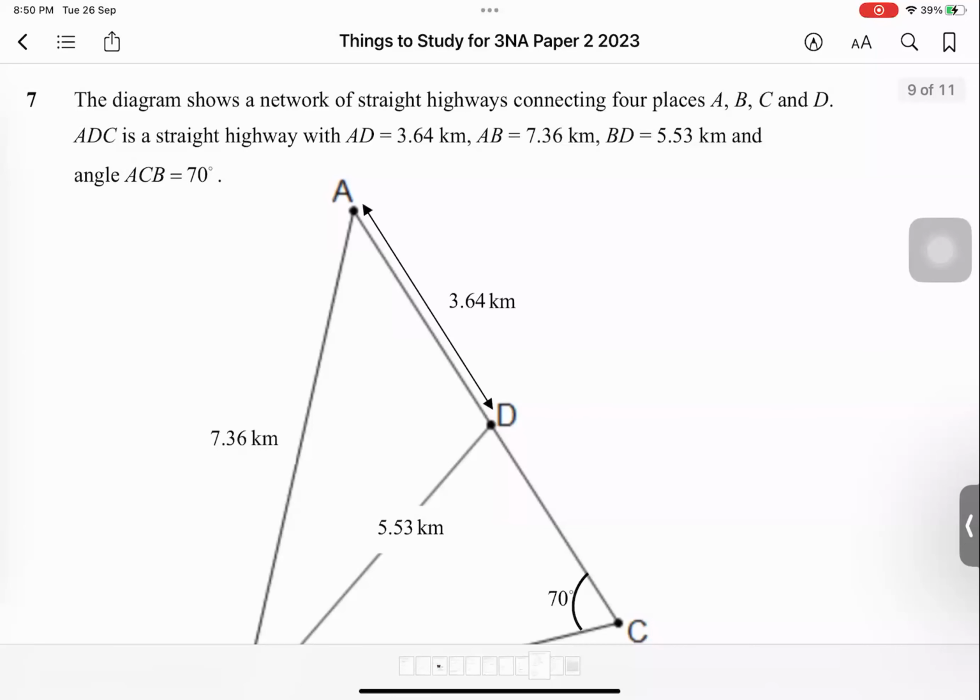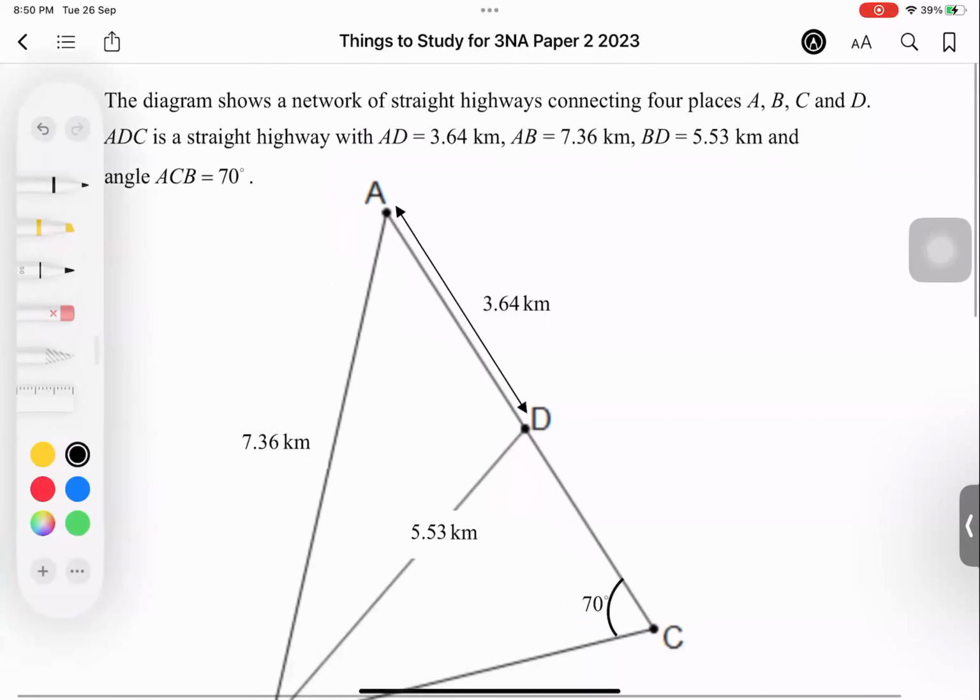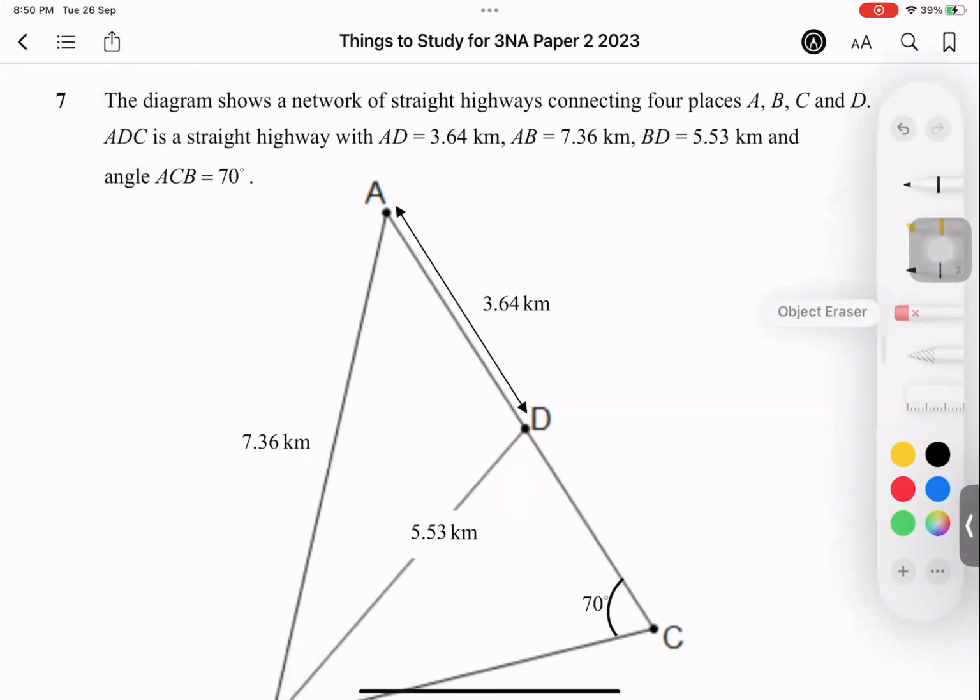Okay, things to study for 3NA paper 2. Now you are doing the part 3, the next few questions, right? Okay, focus a little bit more on trigonometry. I'm going to repeat the same few questions again.